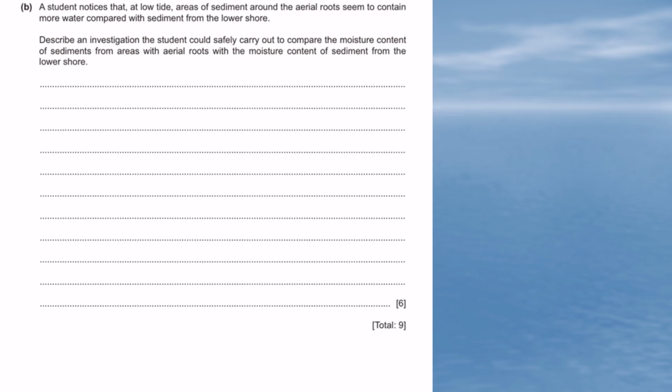So we're told that a student noticed at low tide, the sediments around the aerial roots seem to contain more water compared to sediments from the lower shore. We are asked to describe an investigation the student could safely carry out to compare the moisture content of sediment from the areas with aerial roots with the moisture content of sediment from the lower shore. This one is 100% the same as practical task 5.5. So if you have read that part, you're good to go. Otherwise, well, there's a lot of points on the line here. 6 points. So I'm going to try to show how I would do it.